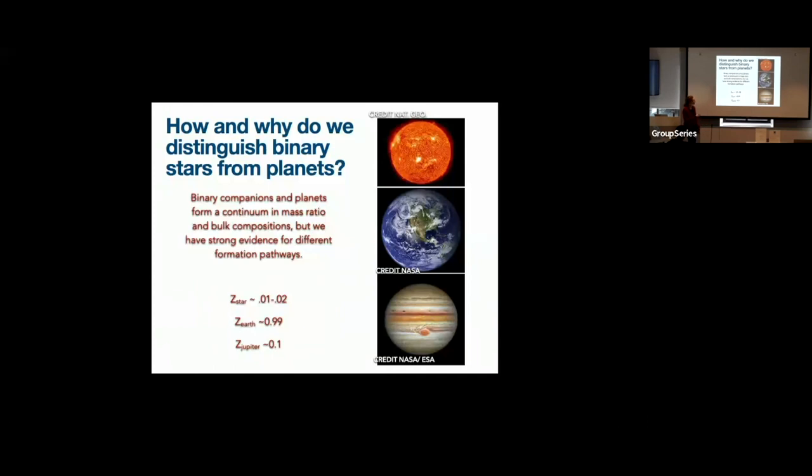And importantly, they also span a wide range in mass ratio and in metallicity. So stars typically have a metallicity of a few percent, like our sun. The Earth is on the opposite extreme, right? That's got a metallicity of effectively 99%. So that's exactly the opposite. And Jupiter sits in between, both in terms of the mass ratio and in terms of the metallicity. So, right, mass ratios for stars in binaries tend to be, let's say, order 0.1 and higher. Earth is like 10^-6, Jupiter 10^-3.